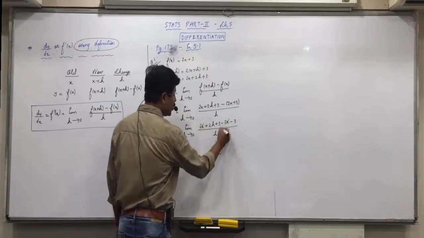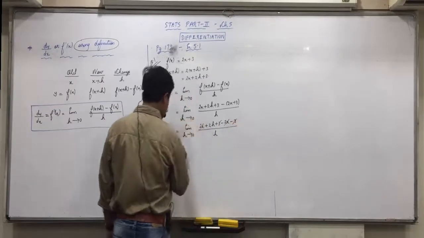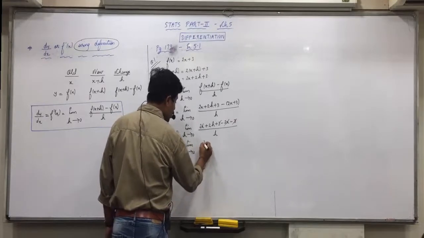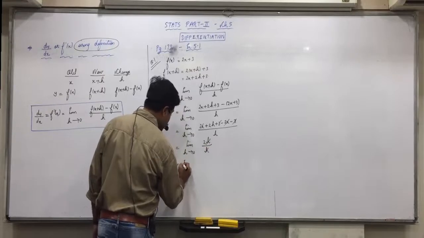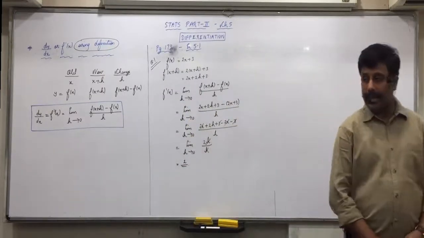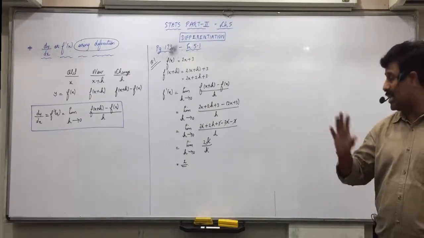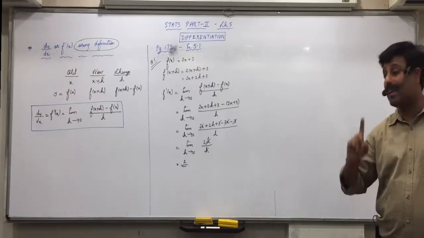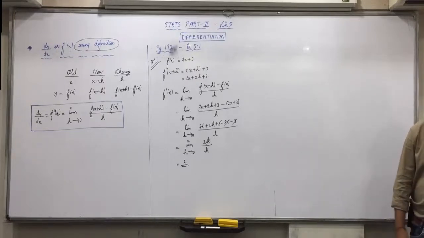Now 2x minus 2x gets cancelled. 3 minus 3 gets cancelled. What remains is limit h tends to 0, 2h upon h. Again h gets cancelled. Answer is simply 2. So same thing what we practiced in the last chapter. It means change in y due to change in x will be 2. If x changes by 1 unit, y will change by 2 units. Did you understand this portion?